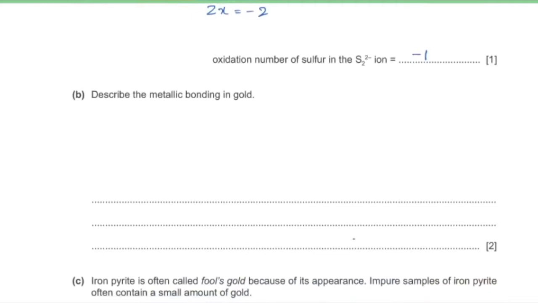Part B, describe the metallic bonding in gold. So metallic bonding is a chemical bonding that arises from the electrostatic attractive force between the cloud of delocalized electrons and the cluster of positively charged metal ions. So gold has bonding of such kind.